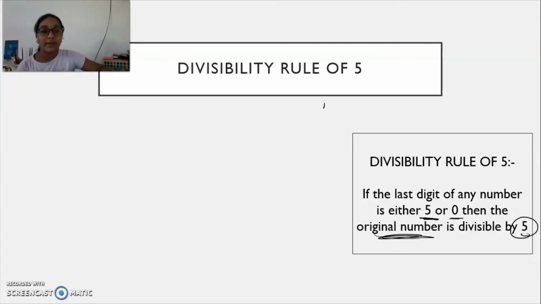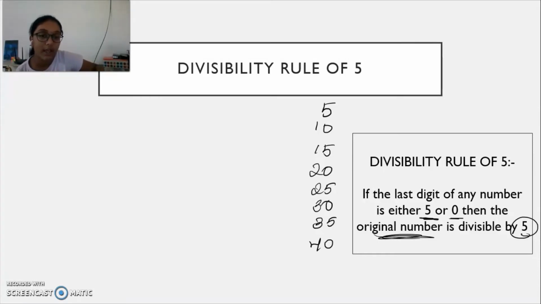Let's read the table of 5: 5 1 is 5, 5 2 is 10, 5 3 is 15, 5 4 is 20, 25, 30, 35, 40, 45, and 50. Now check the ones place, the last digit of every number. You observe that it is either 5 or 0. So we come to the conclusion that if the last digit of any number is either 5 or 0, then the number is divisible by 5.